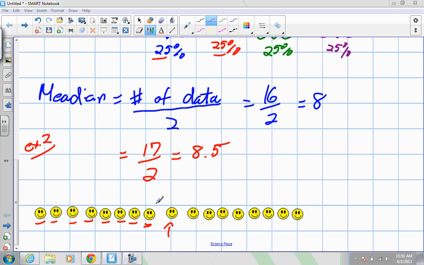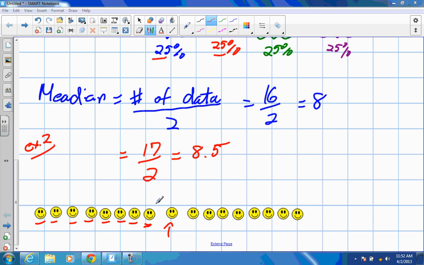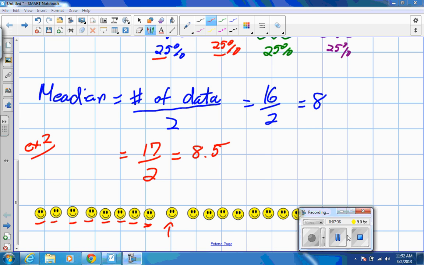So this would be the 9th piece of data, and then again we'd have 1, 2, 3, 4, 5, 6, 7, 8. So if there's 17 pieces of data, there's 8 to the left and 8 to the right. The 9th would be the median. Okay? There would be an equal amount on both sides.